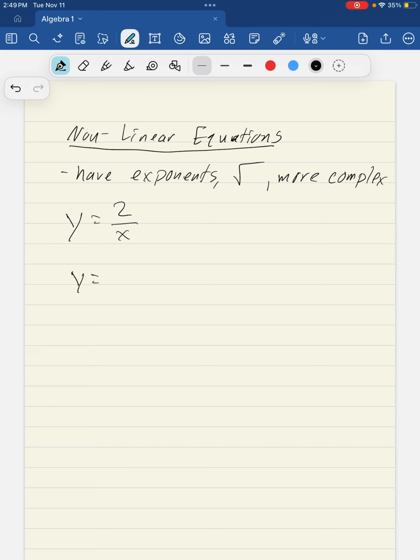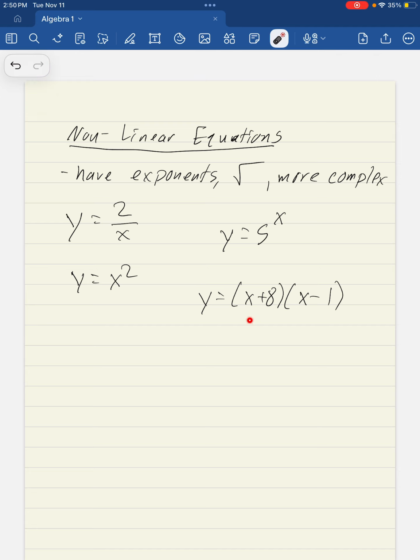Y equals x squared has exponents. Y equals 5 to the x power. Or even something wild like y equals the quantity x plus 8 times the quantity x minus 1. And again, does it look complicated? Yup. Good news. We will be doing some of these problems later in the year. So again, look forward to that. But for now, the only thing we have to know is, okay, these are nonlinear equations. They don't look normal, and that's okay. They don't look like anything you've seen so far.